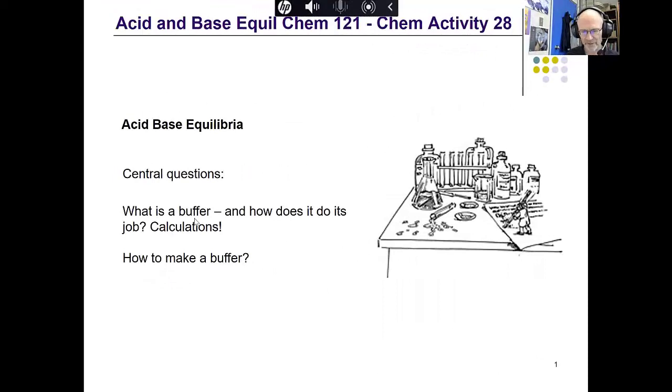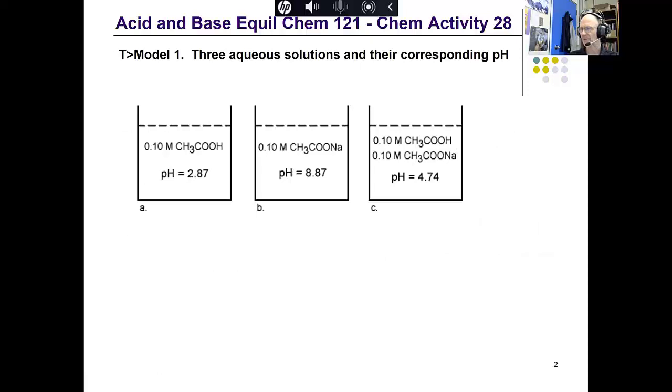So here I am, I'm asking the central question: just what is a buffer and how does it do its job, and what sort of calculations, and how would we make a buffer, that kind of stuff. So I'm going to start off with this screen right here. I'm looking at page 183, and I have my 3 beakers set up with different solutions.